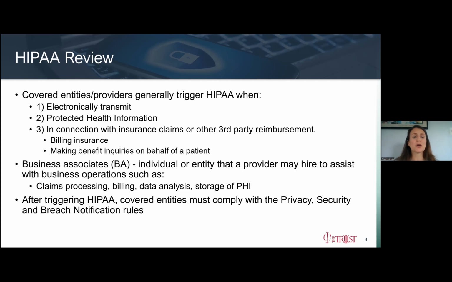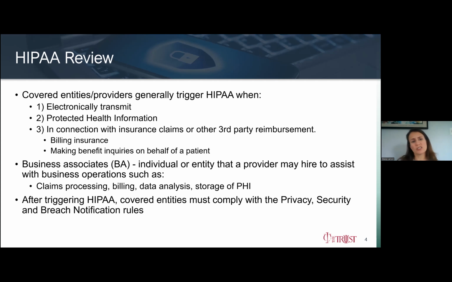So first, as you all know or potentially are learning today, covered entities and providers would generally trigger HIPAA when they electronically transmit protected health information in connection with insurance claims or other third-party reimbursement. So this could be billing insurance, making benefit inquiries on behalf of a patient. Those electronic transmissions include transmitting information via email, to cloud storage from a mobile device, or using Wi-Fi networks. Some providers still use paper faxes. That's not considered an electronic transmission, but a computer-generated fax would be.